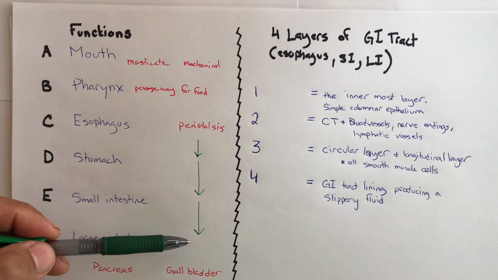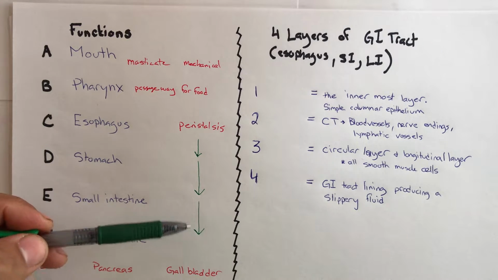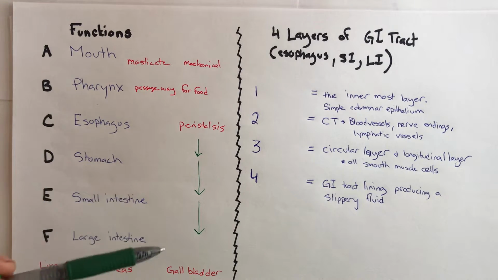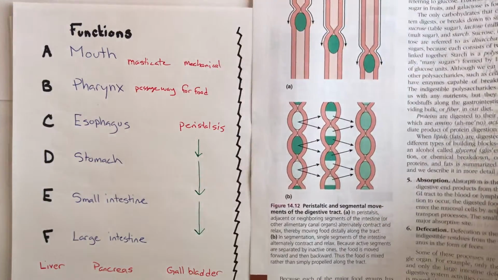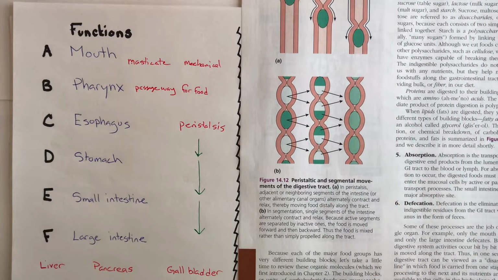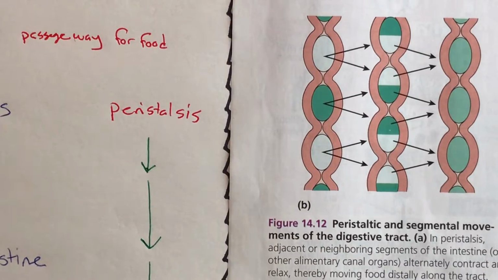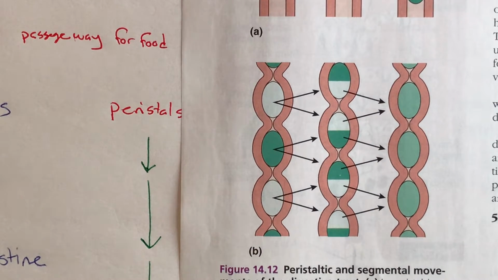Without this, it would be very, very difficult to get food all the way through the body, all the way through the GI tract. However, there's another action that the GI tract does, and that's called segmentation.